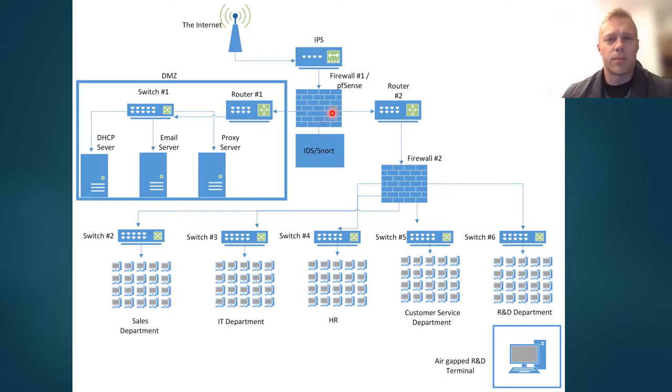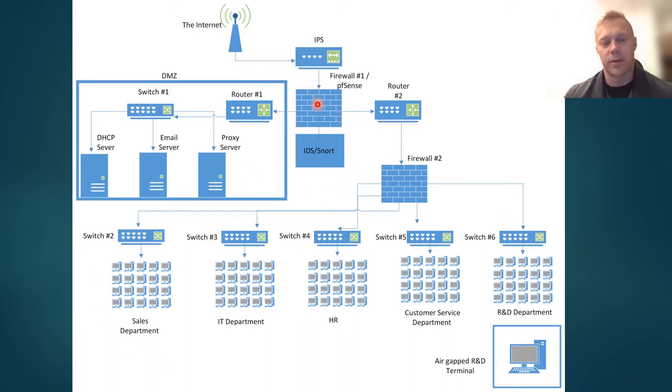From the firewall, we can go either to the left or the right. On each side is a router. We're going to go left first. At router 1, the internet traffic is then redirected to a switch. From the switch, we can see that it flows to the DHCP server, the email server, and our proxy server. All of these servers, the switch, and the router are housed within the DMZ. So as we can see, from this firewall there is a completely separate router and a completely separate line to the internet, so it is separate from our internal network.